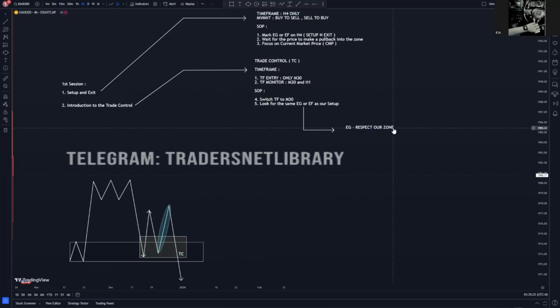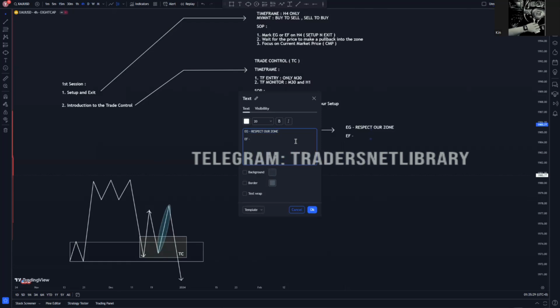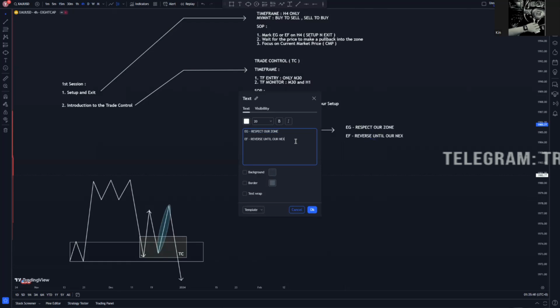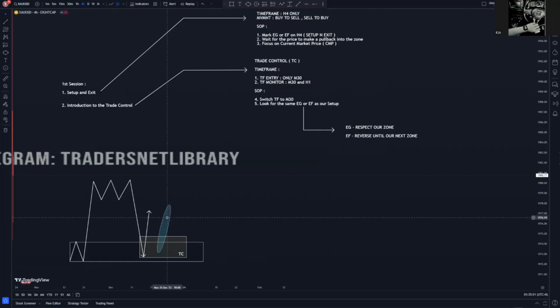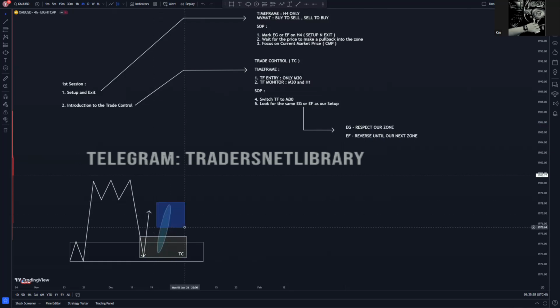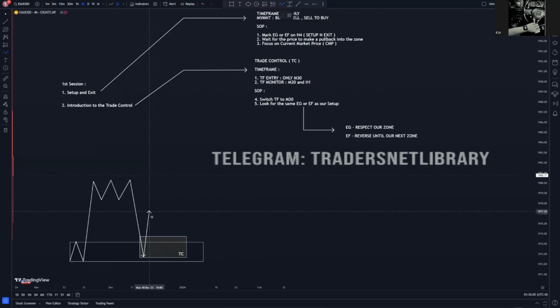If there is no question, how about the EF? When the price created an engulfing at the current market price, it shows us that the price is going to reverse until our next zone, which is our exit zone. For an example, the price made a pullback, something like this.